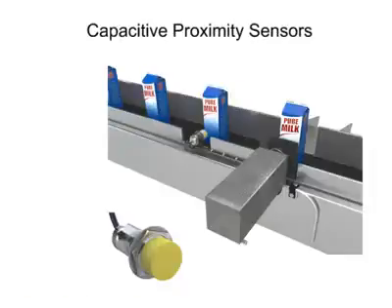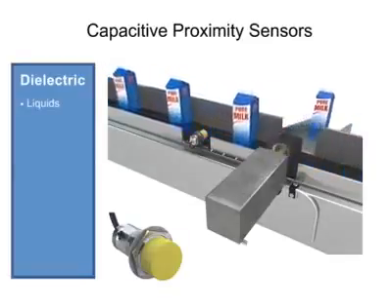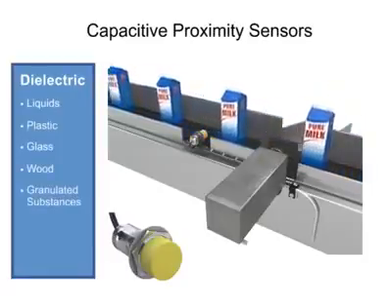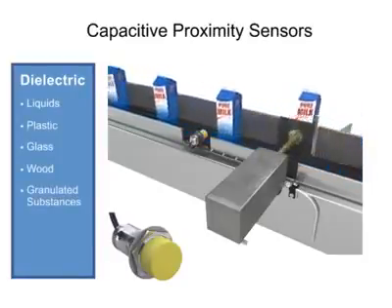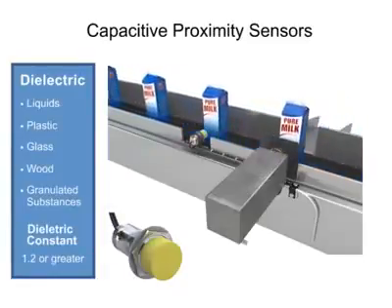Capacitive proximity sensors, on the other hand, can detect dielectric materials such as liquids, plastic, glass, wood, and granulated substances, as long as it has a dielectric constant of 1.2 or more. Their range is from 3 millimeters to 15 millimeters depending on the dielectric material to be detected.